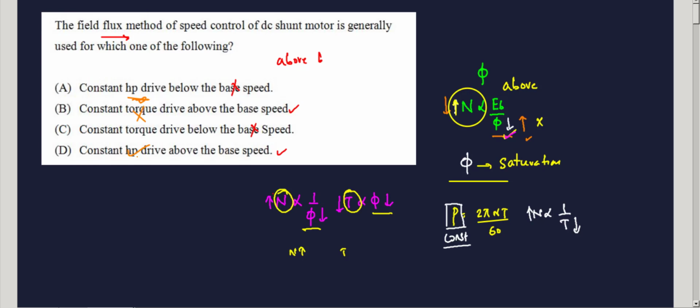Okay, so in the field flux method, I am not increasing the flux, because if I increase the flux, it goes to saturation. Then I decrease the flux. If I decrease the flux, speed increases. I know the torque and flux relation: if I decrease the flux, torque will get reduced. But looking at the two equations, speed is increasing and torque is decreasing. Then I get a constant power drive.